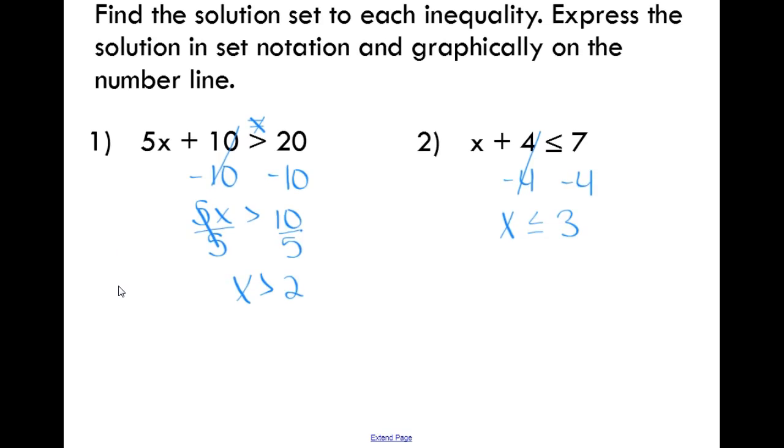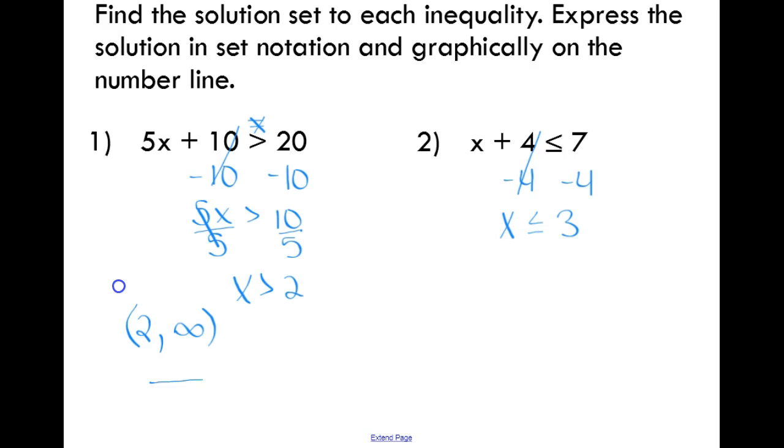Okay. So, express the solution in set notation. That means I need brackets. So, x has to be something bigger than 2. So that means 2 is my lower limit, and I do not include it. Well, there's no upper limit. It can go as far as it wants, so we use the symbol infinity, like that. And we never include infinity because infinity is not a number, it's more of a concept. So that's what that looks like in set notation.